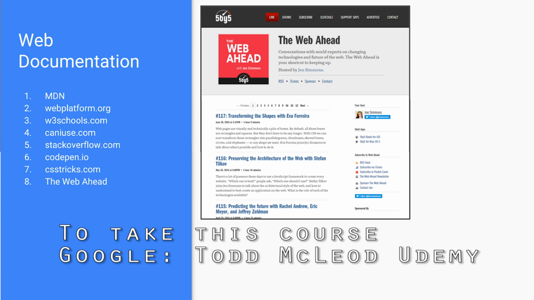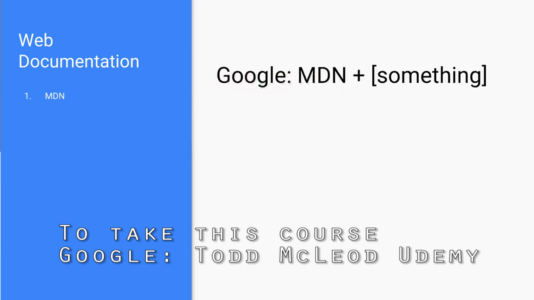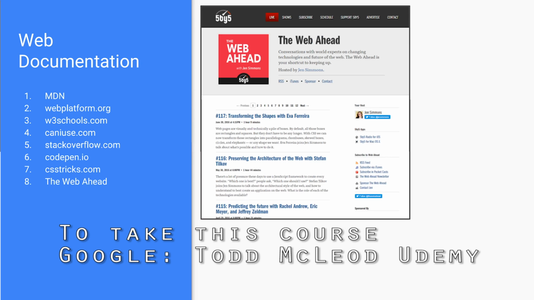So the main thing we go to for documentation is MDN, right? That's the main one that we do. And then we just put in whatever we're Googling. And then these other ones are also useful in slightly different ways. caniuse.com is also super useful. So that's a little bit about web documentation.